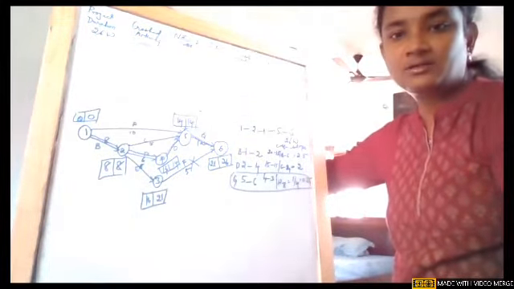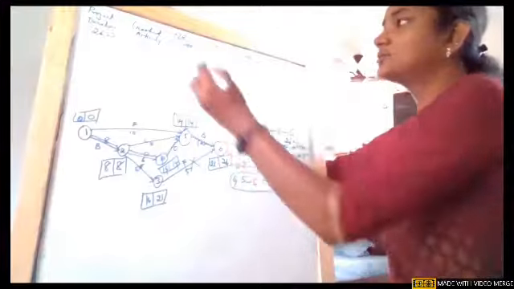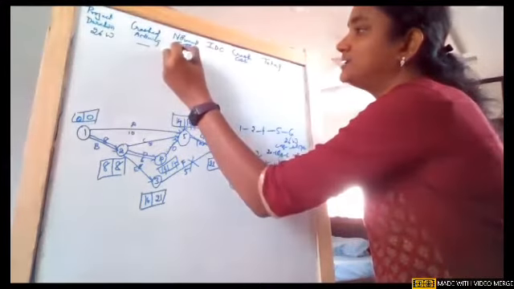In the question, the total normal cost is given as 73,000. So how did we get 73? When we total all this, we got 73. As our cost is in thousands of rupees, it is 73,000. So that is how we are getting it, and I'm just writing it here, 73,000.